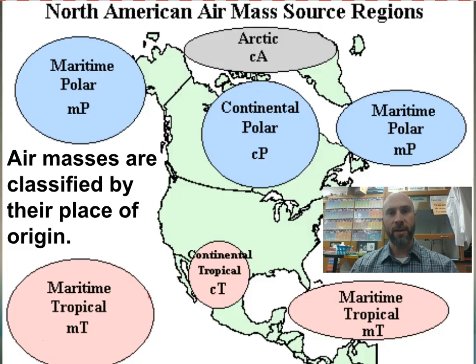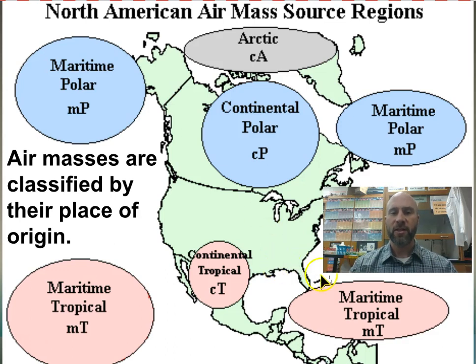This is what we end up getting. Here's a map of North America. The two big ones that really affect us are the air that forms over Canada, because that can come down here into the Midwest. That's called a continental polar air mass because it's dry, it's forming over the continent, and it's polar because of the northern latitudes. It's going to be cooler up in Canada than it is down here.